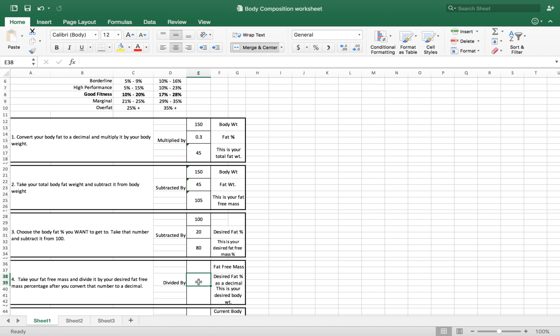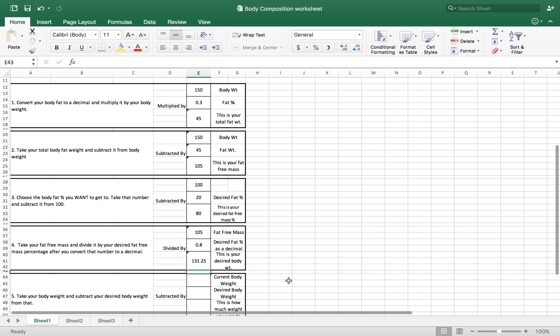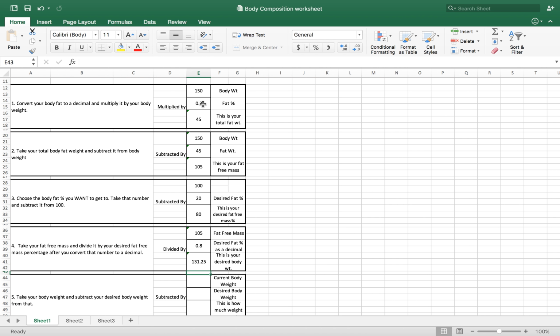So the opposite of multiplying, as we all know, is dividing. So what we're going to do is we're going to take that 105. We're going to keep it. We're going to take this fat-free percentage and we're going to put it as a decimal. And if we divide those two numbers, it's going to tell us what our body weight would be if we kept the 105 and only had 20% body fat. So this would be a good goal weight for an individual in this scenario who wanted to go from 30% down to 20%.